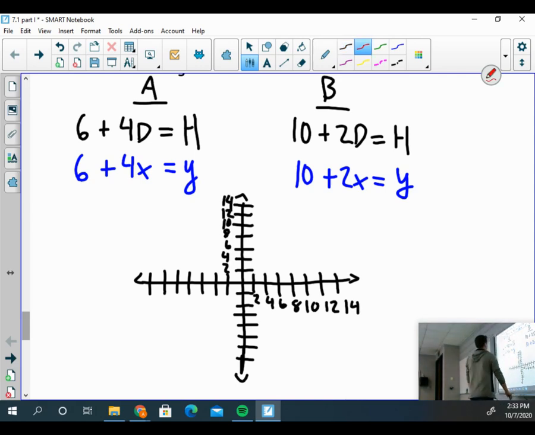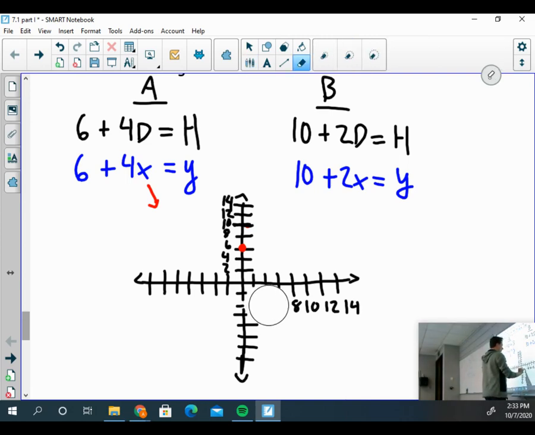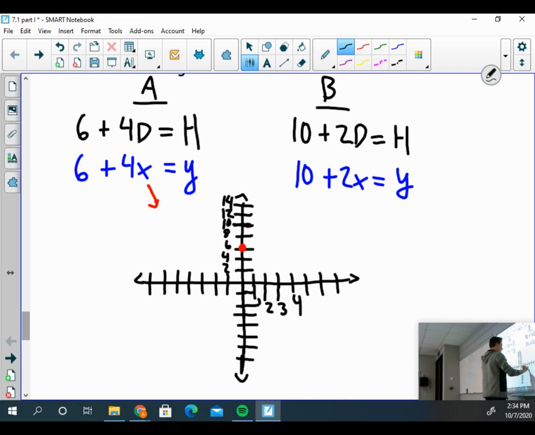Okay, so my first graph here, we can make this one in red. For plant A, we start at a height of 6, and we go up 4 over 1. So actually, what will probably make this a little easier is if we make our x scale go by 1s. We'll go up 4 over 1. Up 4 over 1.